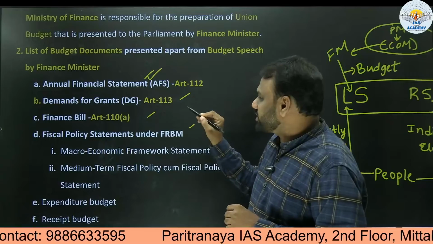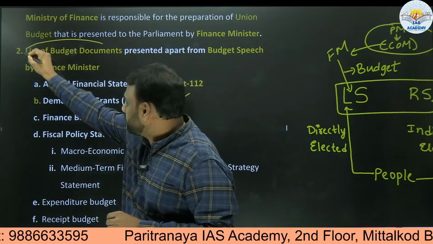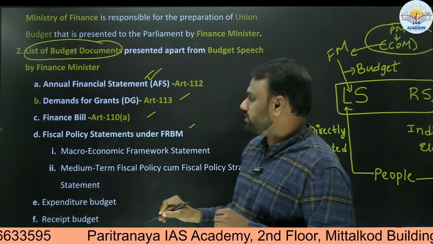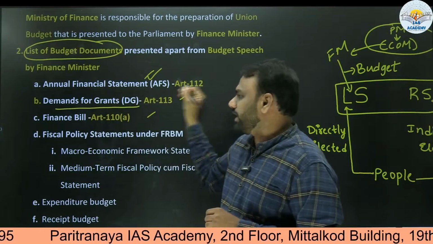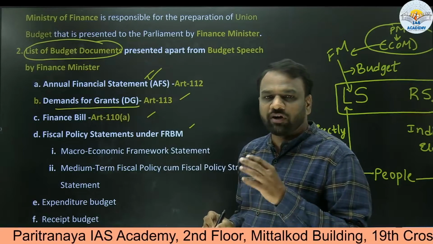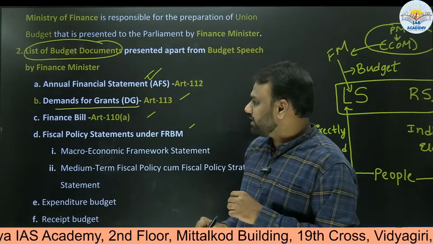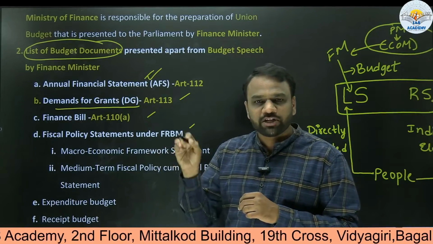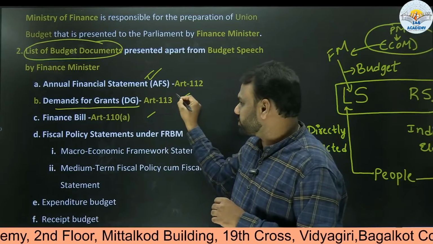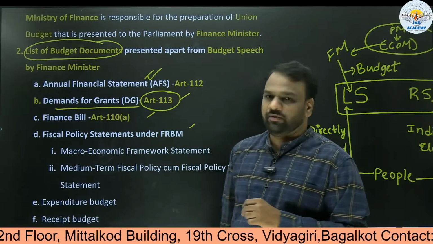So apart from the annual financial statement, the list of other documents presented by the finance minister are, the first one is demands for grants. So what is this demand for grant? Again, we will be discussing in detail in the forthcoming classes. But here we shall understand that demands for grants are mentioned in the Constitution under Article 113.